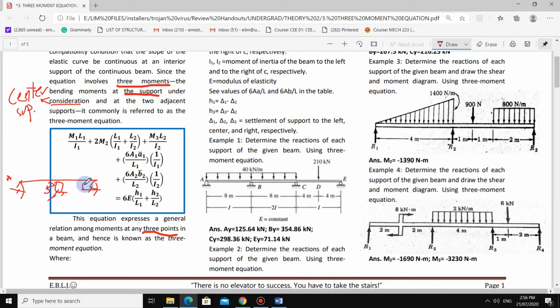For you to use the three-moment equation, you need to choose a center support, the support that we will consider. In our example, B is the center support. Then we also have these two adjacent supports, the support at A and the support at C. That is what is meant by the three points that we mentioned.